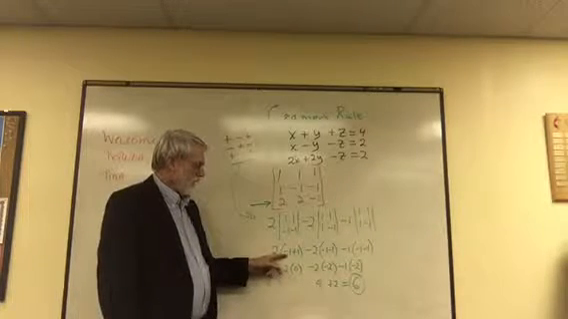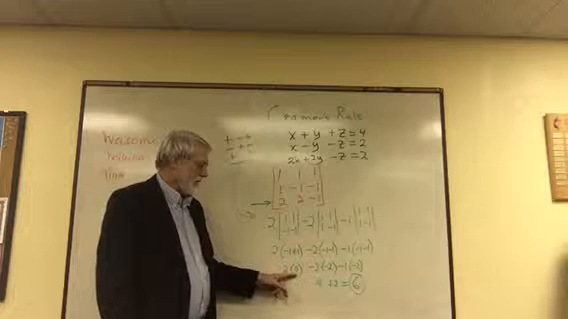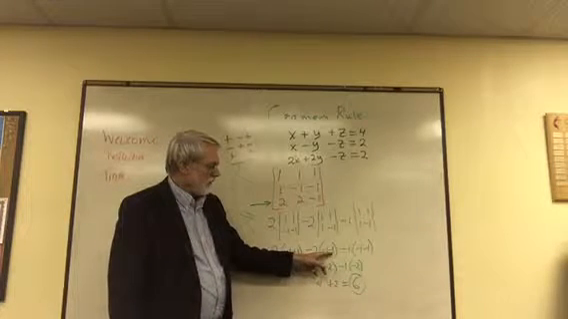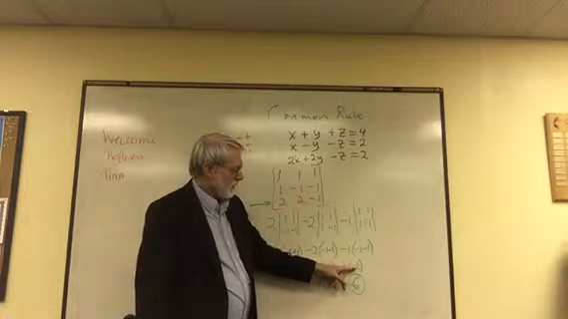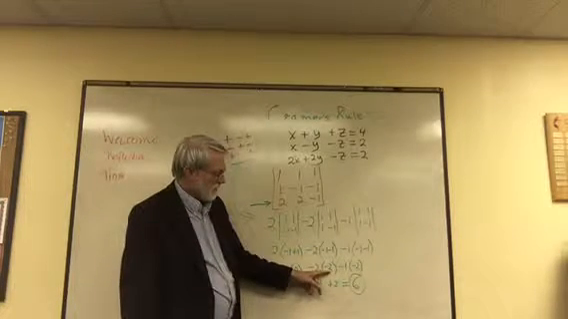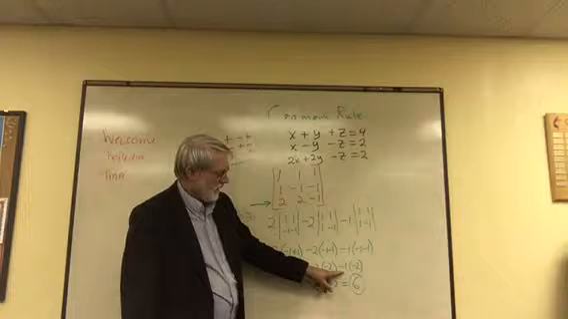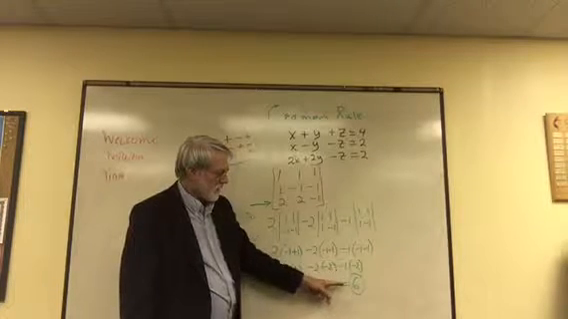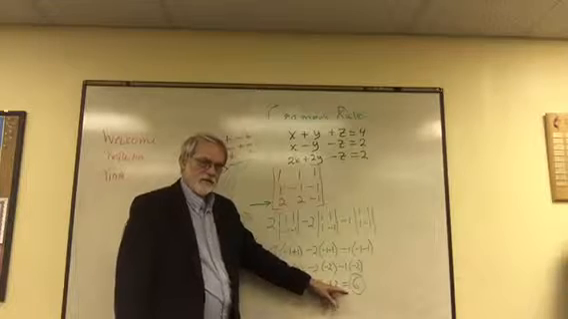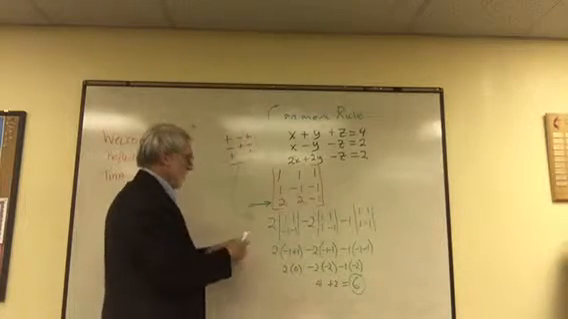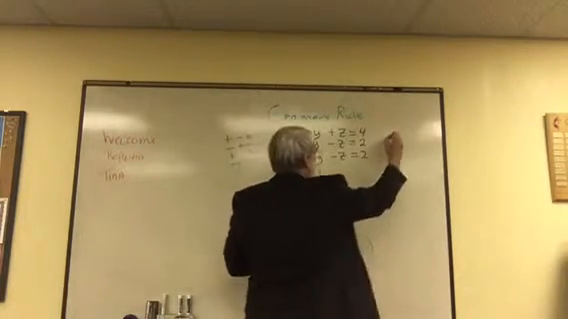And then negative 1 plus 1 is 0. Negative 1 minus 1 is negative 2. Also negative 1 minus 1, negative 2. So we end up with negative 2 times negative 2 is positive 4. Negative 1 times negative 2, which is positive 2. Add them together, you get 6. So that's the determinant. I'm going to put that over here.